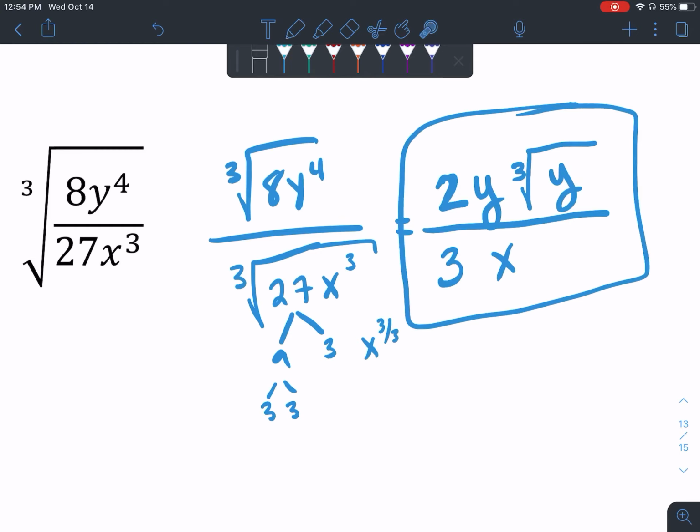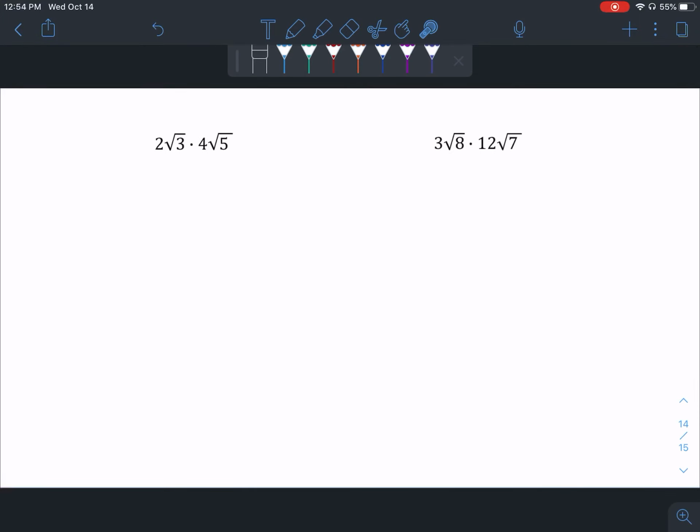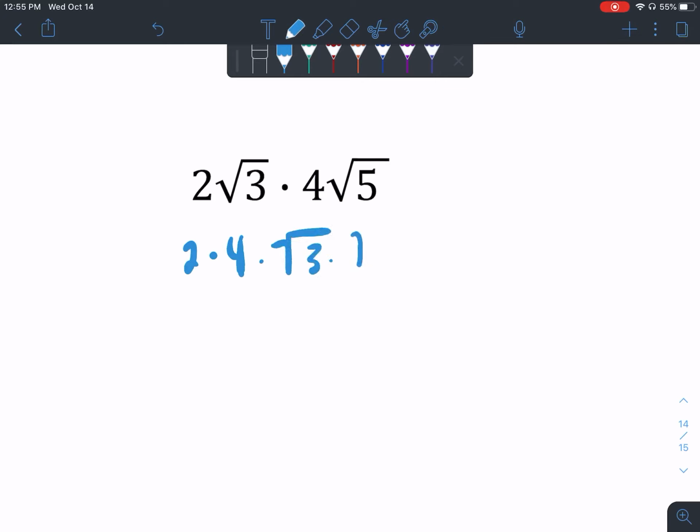So notice the big thing here was we took this big cube root, and we said that applies to the numerator and to the denominator. We took the cube root of everything on the inside of it. The other thing we can do then is multiplication. So the big thing that we need to recognize here is that when we're multiplying, it doesn't really matter the order. So we typically write it as a coefficient and a radical times a coefficient and a radical. But I could rewrite this as 2 times 4 times root 3 times root 5.